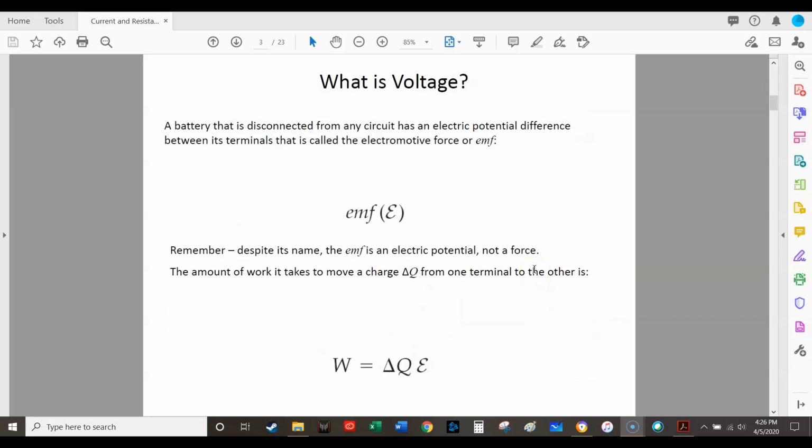So what is voltage? If you're in 131, it is an electromotive force, also known as EMF. It's got this epsilon figure right here. So despite its name, electromotive force is not a force at all. It's referring to the potential energy, electric potential. So the voltage. The amount of work it takes to move a charge from one terminal to another will be Q delta V, which we learned back in the voltage chapter.